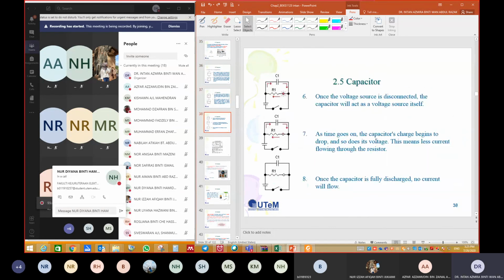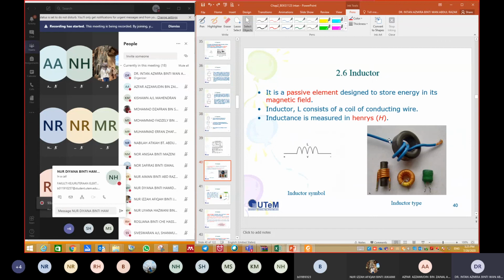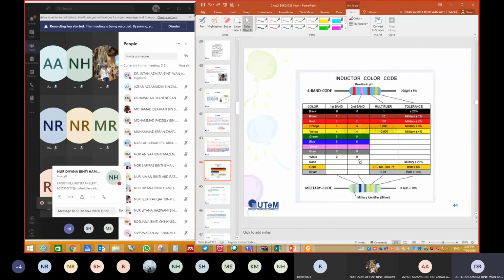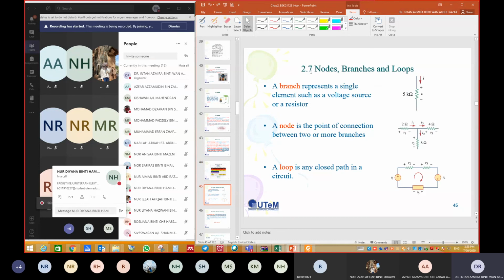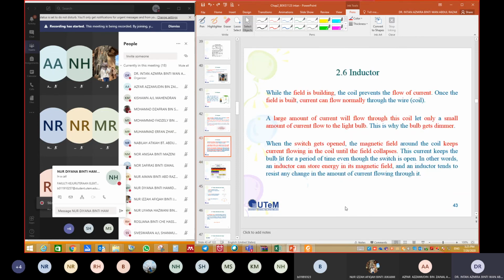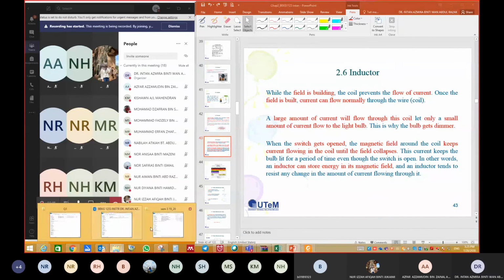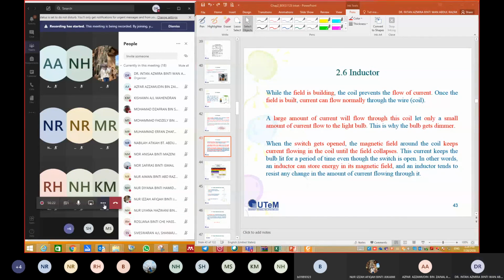You can read this. How does it store energy? This is the symbol for inductor. And this is how we read the value of inductor. This 2.7 we learn on this Thursday. So any question up to here? Any question? No, doctor.